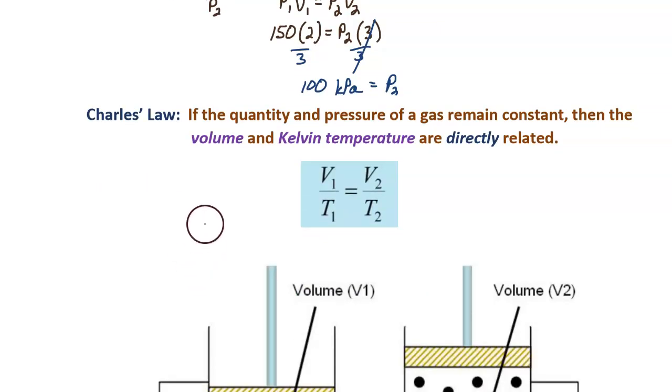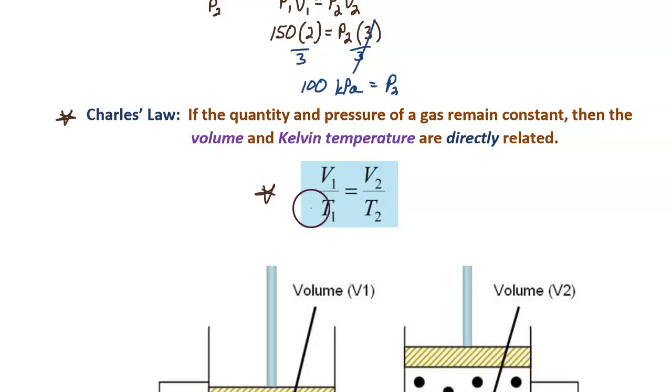Next, let's look at a law called Charles' Law. Here's what it states. If the quantity of particles and the pressure of a gas remain constant, then the volume and the Kelvin temperature are directly related. What it means to say that two variables are directly related is that when one of the variables changes, the other variable changes in the same way. Like if this one doubles, the other one doubles also.